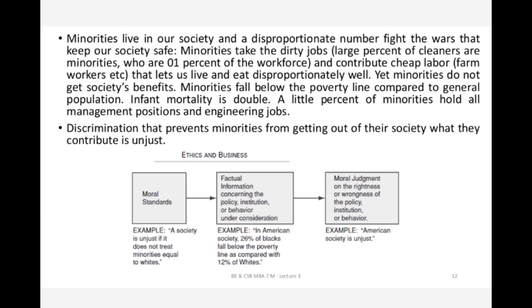Ethics and business moral standards. Example: a society is unjust if it does not treat minorities equal to whites. Factual information concerning the policy, institution, or behavior under consideration. Example: in American society, 26% of blacks fall below the poverty line as compared with 12% of whites. Moral judgment on the rightness or wrongness of the policy, institution, or behavior. Example: American society is unjust.